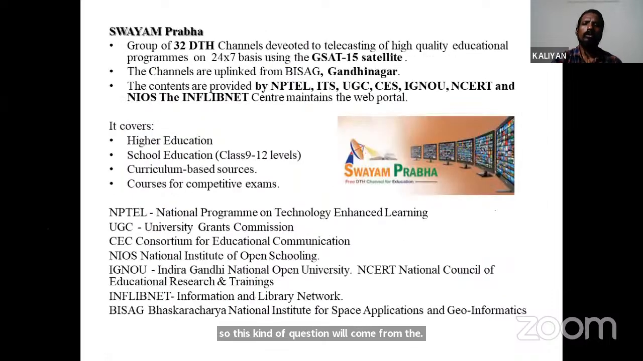Next one, SWAYAM Prabha, is a satellite channel. A group of 32 DTH, direct to home, channels devoted to telecasting high quality educational programs on a 24/7 basis using the GSAT 15 satellite. So SWAYAM Prabha is basically a satellite channel, a combination of 32 DTH channels available 24/7. The channels are uplinked from BISAG Gandhinagar. BISAG means Bhaskaracharya National Institute for Space Application and Geoinformatics.